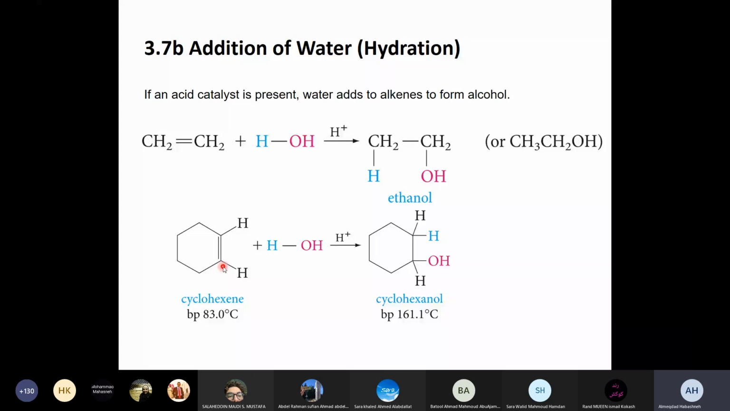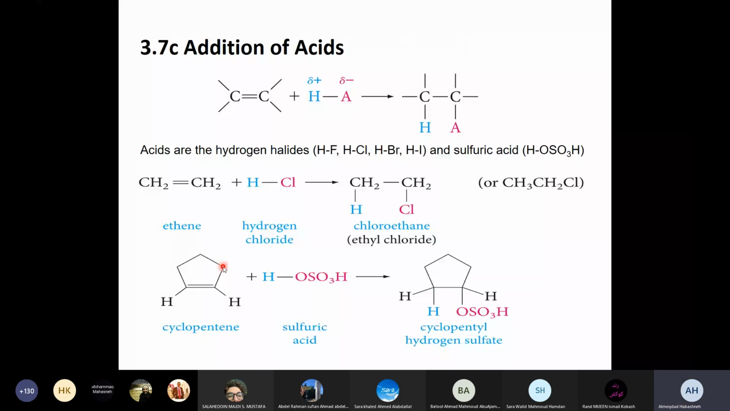For adding acid, it does the same thing. In the acid, as we know, H plus in water plus OH is the conjugate base of the water. In the acid also, same, it has H plus and the conjugate base. The proton is added to one of the carbons. The conjugate base is added to the second carbon at the double bond. Okay, guys?